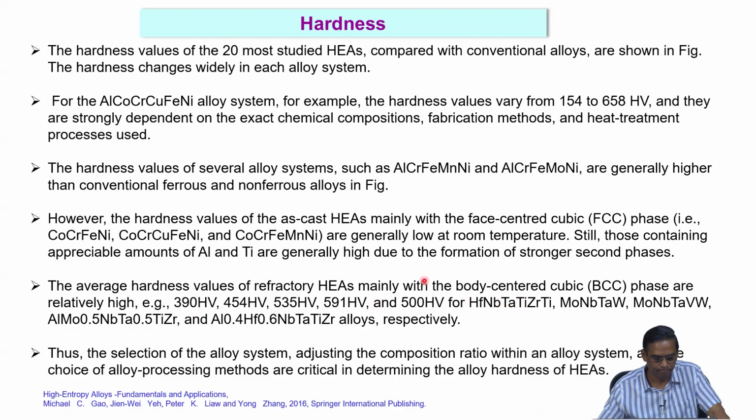Very effectively. So what we are learning from this kind of data is that the selection of alloy system, adjusting the composition ratio within the alloy system, and the choice of alloy processing methods are critical in determining the hardness of high entropy alloys. This is well known, I mean, there is nothing new in this, but in the case of designing the high entropy alloy, one needs to be very careful about this.